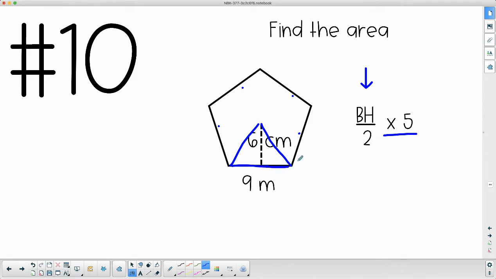So my base is 9. The height straight up to the center is 6. I'm going to cut that in half to find one triangle, and then times that by 5 to find all my triangles. And then my answer will be in meters squared since we found the inside area.